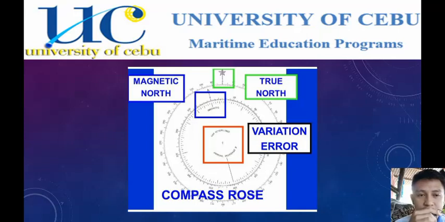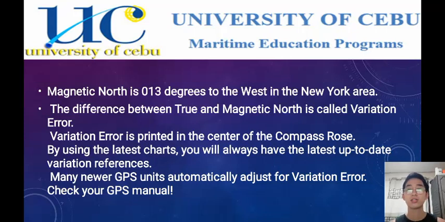variation error, and you can see it on the compass rose. Magnetic north is 13 degrees to the west in the New York area. The error between true and magnetic north is called variation error. Variation error is printed in the center of the compass rose. By using the latest charts, you will always have the latest up-to-date variation references. Many newer GPS units automatically adjust for variation error.